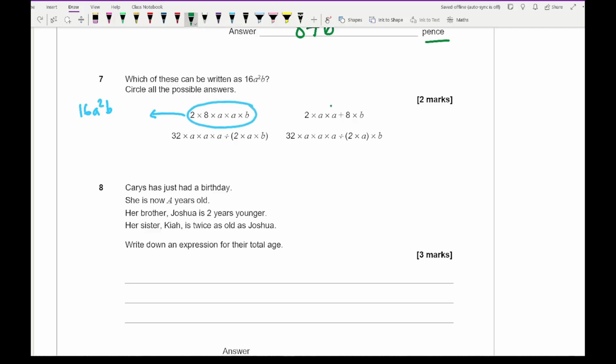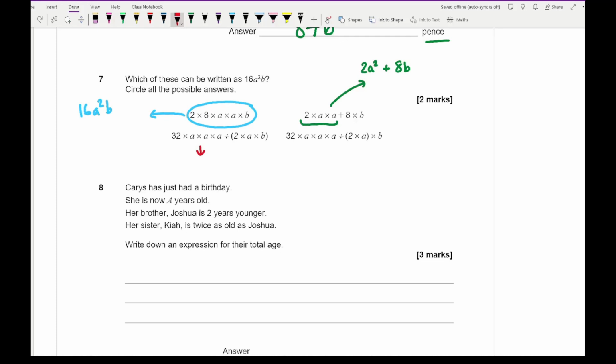For this next one here, we've got to work it out in bits. Here that's going to be 1 bit because we've got this plus, so 2 times A is 2A squared, plus, and then we've got 8B. Now there's nothing I can do with that. So that there is not a correct answer.